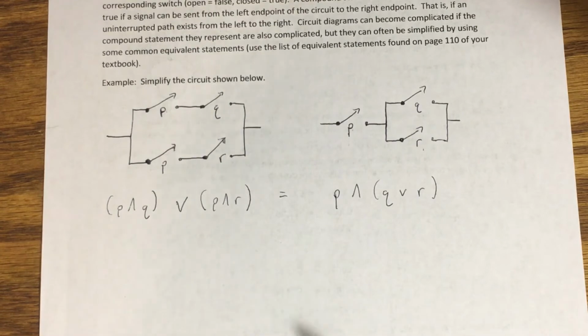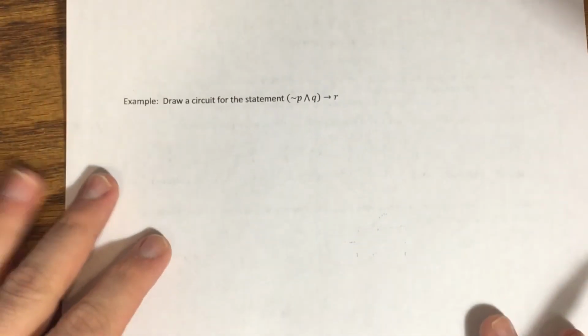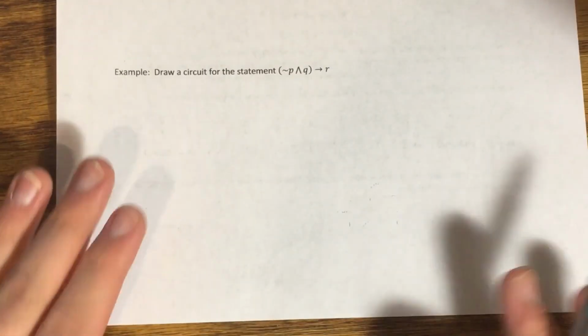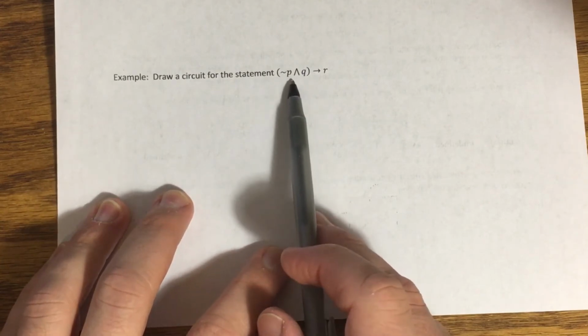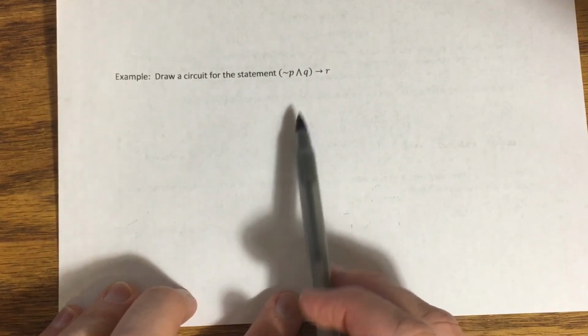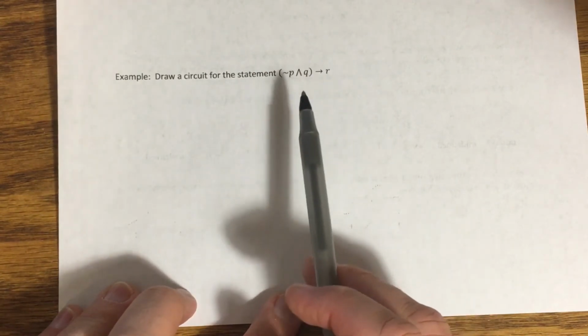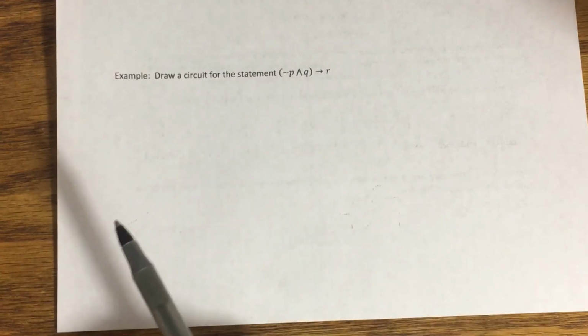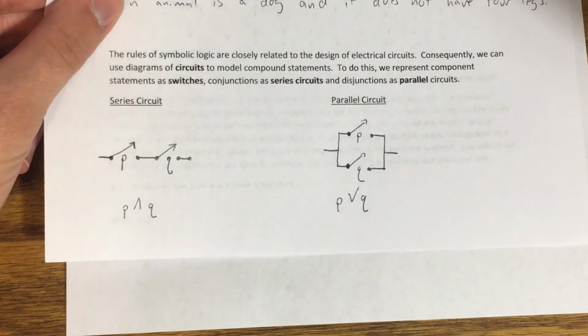There's more complicated examples that we could consider, and you'll do some problems in the homework for that. Last thing I want to do is draw a circuit from scratch. So here's a compound statement, and we want to represent this as a circuit. If you notice, this one has a conditional in it, and nowhere did we write, either here or on the previous page, what the circuit for a conditional should look like.